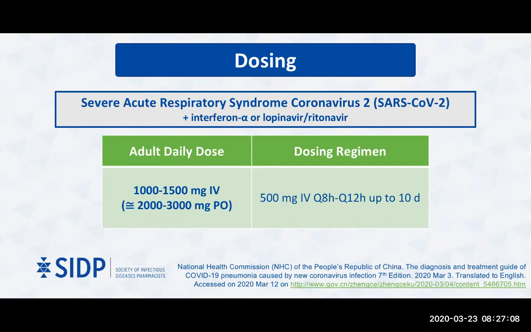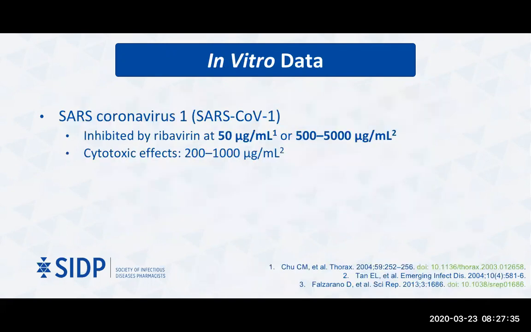And the dosage regimen that's listed here comes from the 7th edition of the guidelines for COVID-19 pneumonia, published by the People's Republic of China. And so they're employing ribavirin 500 milligrams IV every 8 to 12 hours for up to 10 days, again, in combination with those other antiviral agents. Unfortunately, we don't have good clinical data yet that's been reported as to how these particular regimens are doing, either from an efficacy or a safety perspective.